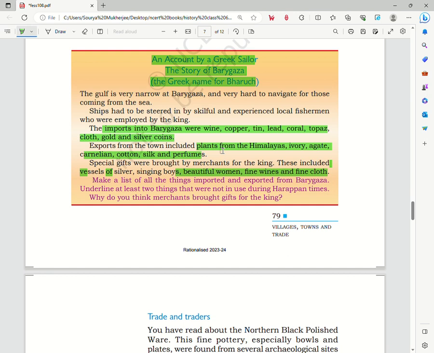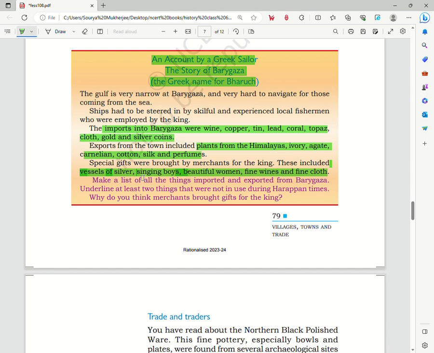And the merchants who came to trade in this town also brought gifts that were meant for the king of this town. The gifts included vessels of silver, singing boys and beautiful women, and fine wines and fine clothes. So we see that during those times, people were also, as slaves, exchanged as gifts between rulers and merchants.